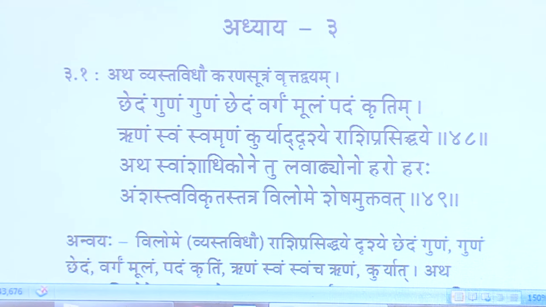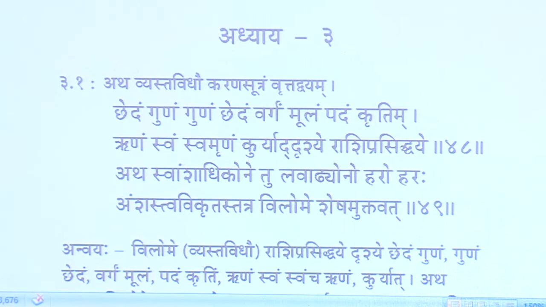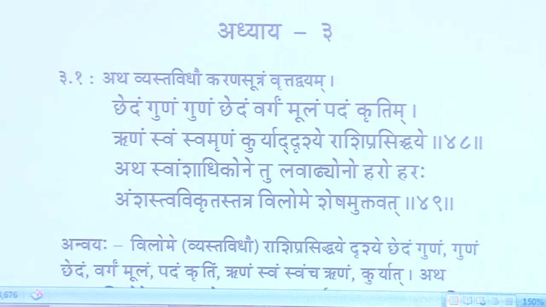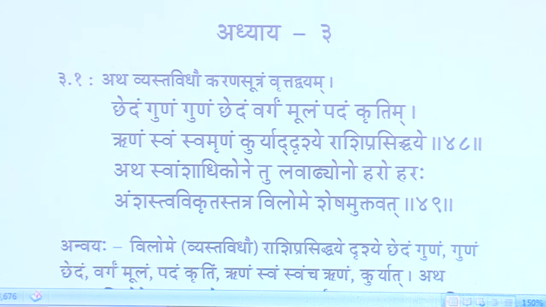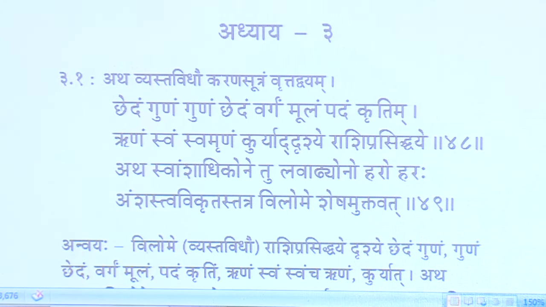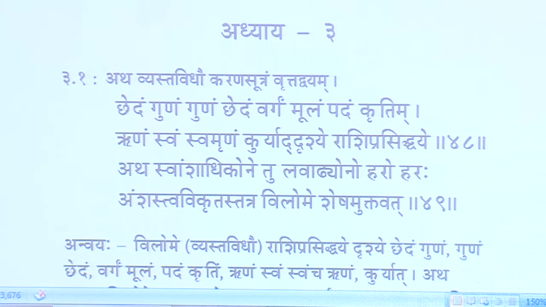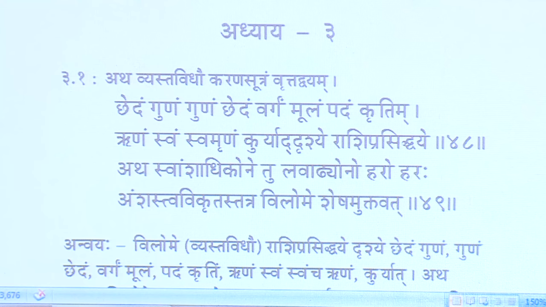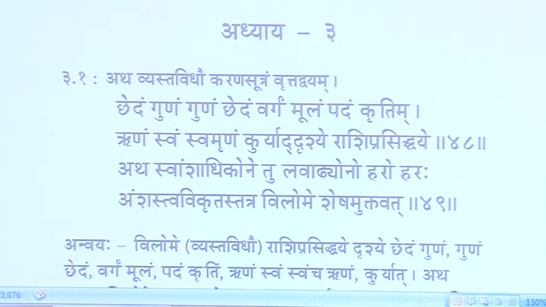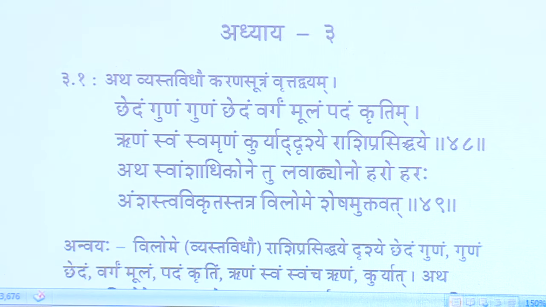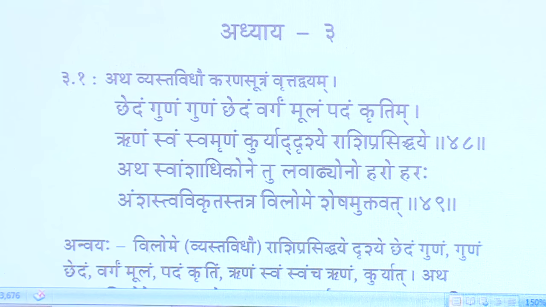Vargam moolam. If it is to be squared, then take its root. If varga, then vargam moolam. Padam kritim. Padam also means square root, and kriti means square. If in the problem it is to take the root, then you square it. Runam swam. If in the problem it is minus, you add it. Instead of subtraction, you have to add. Swam runam. If the process is addition, the process we have to carry out is subtraction.